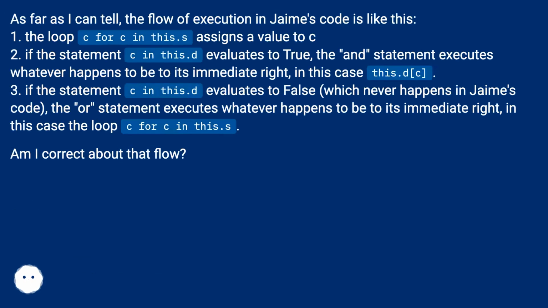As far as I can tell, the flow of execution in Jaime's code is like this. 1. The loop C for C in this.s assigns a value to C. 2. If the statement C in this.d evaluates to true, the AND statement executes whatever happens to be to its immediate right, in this case this.d[C]. 3. If the statement C in this.d evaluates to false, which never happens in Jaime's code, the OR statement executes whatever happens to be to its immediate right, in this case the loop C for C in this.s. Am I correct about that flow?